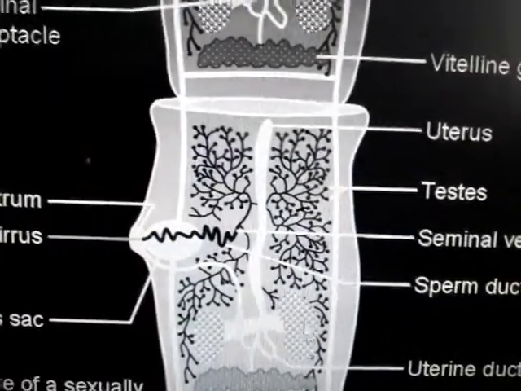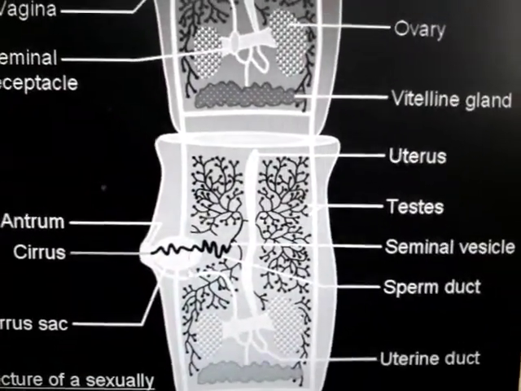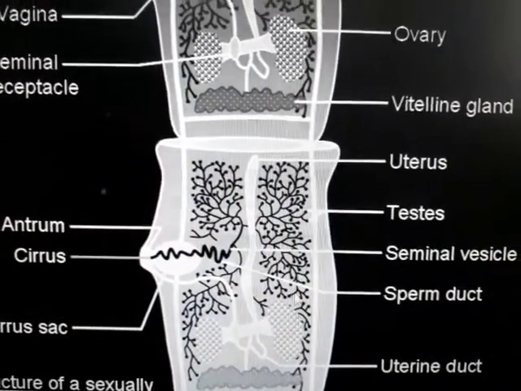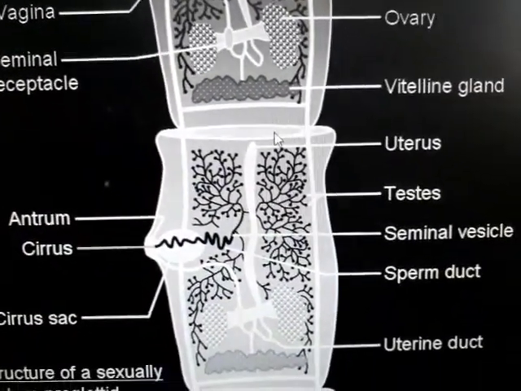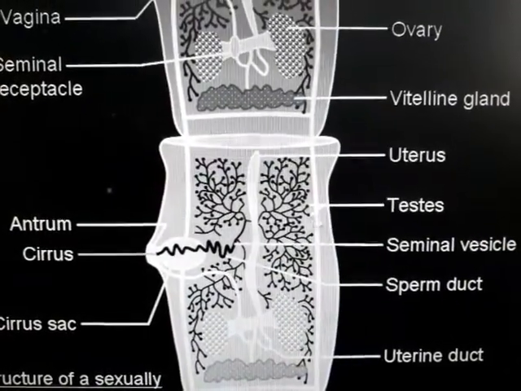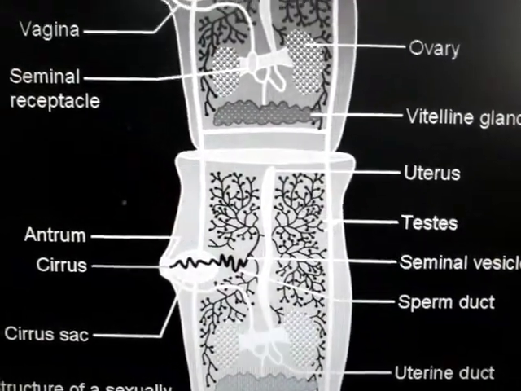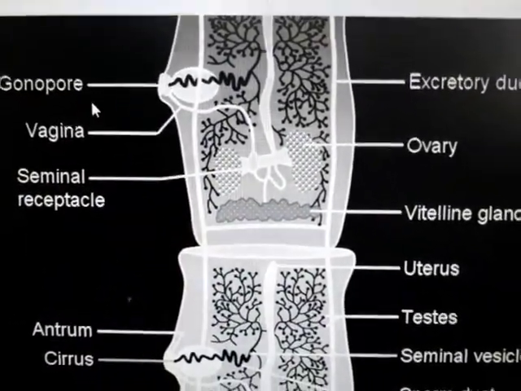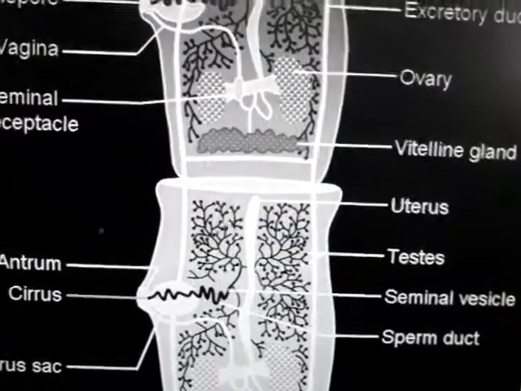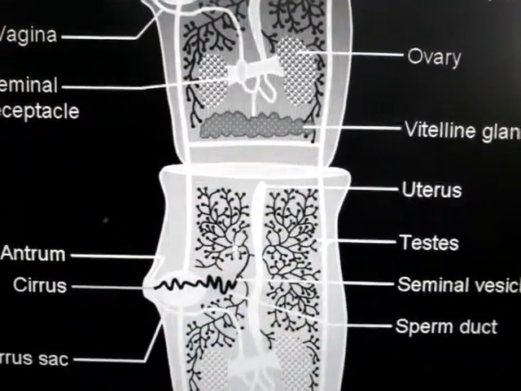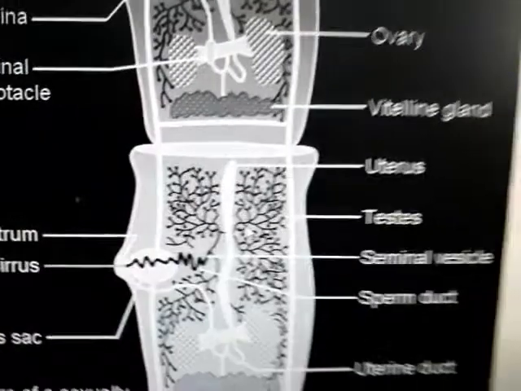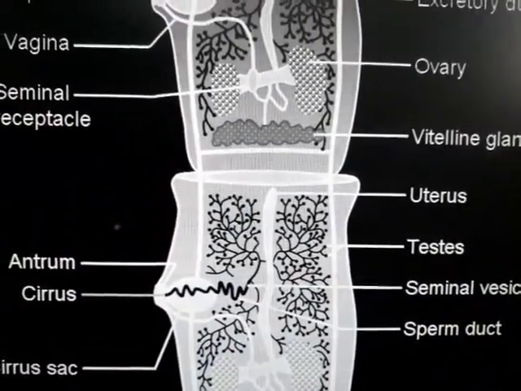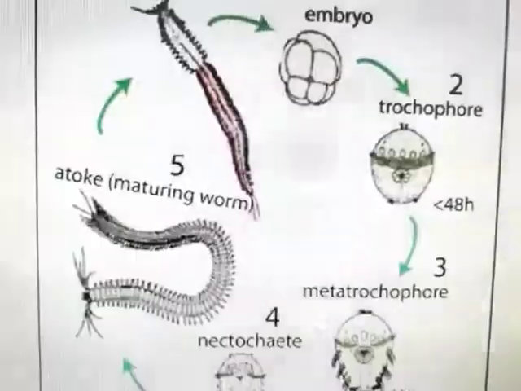Platyhelminthes, example Taenia solium. Male and female reproductive organs are present. This is testes, seminal vesicles, sperm duct, and these are ovary, vagina, gonopore. In each mature segment, these structures are present.